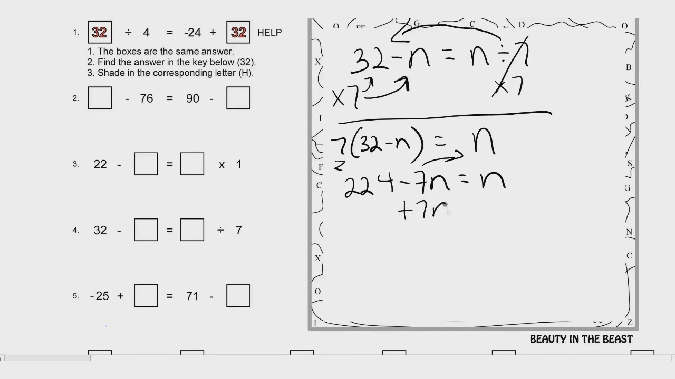So we do plus 7n, because the opposite of minus 7n is plus 7n. And we're going to do that to both sides. And what happens is this cancels itself out. So we have 224 equals 8n.